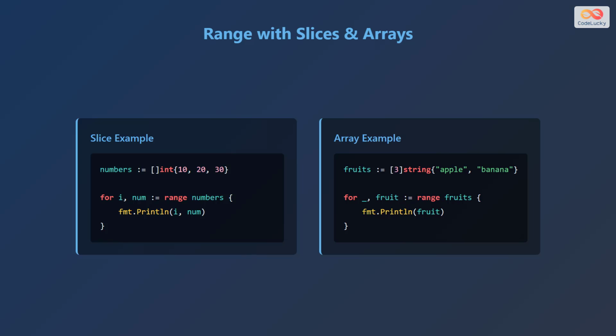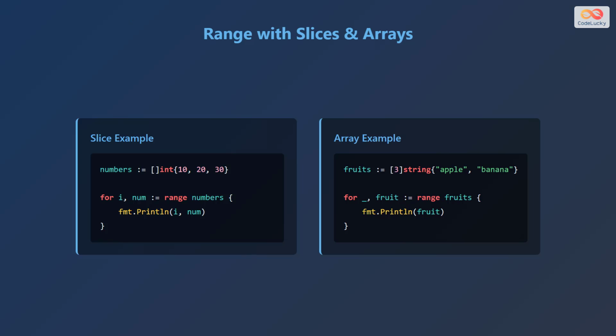Now let's see how range works with slices and arrays. Here's an example using a slice. First, we create a slice of integers called numbers, containing the values 10, 20, and 30. Then we use a for loop with range to iterate over the slice. Inside the loop, we print the index i and the value num for each element in the slice.